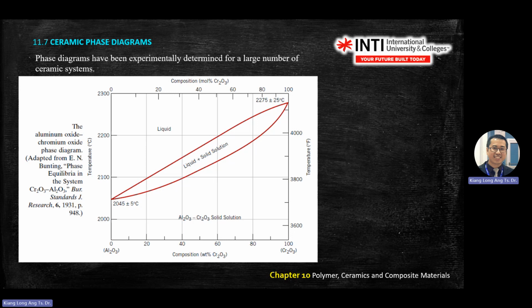Okay, so for this one you should be able to do the timeline, the phase analysis, lever rule analysis, and so on. This is another one. The first one is aluminum oxide, chromium oxide. And again, just a reminder, if you see the word chromium, most of the time it is related to standard steels, stainless steel.